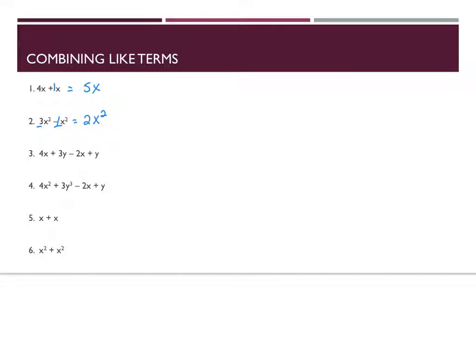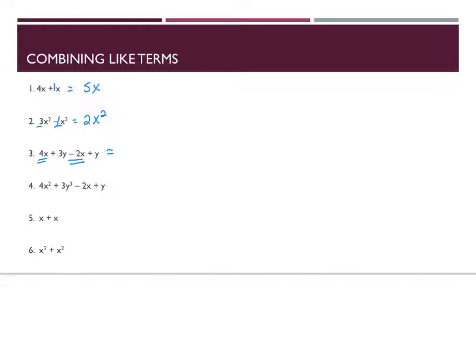4x plus 3y minus 2x plus y, we have a variety of letters. We just have to identify the ones that are like. That way they can be combined. 4x and negative 2x are like terms. Now the negative comes in front of the 2, so it is part of the term.